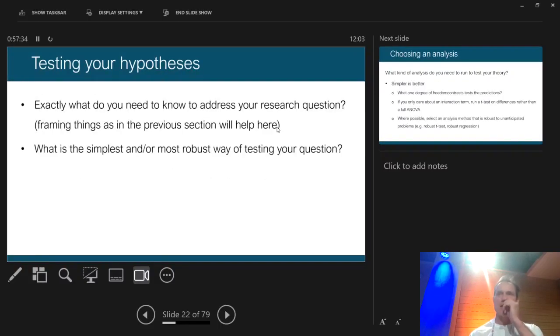Okay, testing. Now we've got to test the claims. And one question to ask yourself, if you're going to pre-register, you sort of feel the pressure of the following question: what is the simplest and or most robust way of testing your question? And exactly what is the test that will test the prediction? When you pre-register in advance, this question suddenly forces itself upon you.